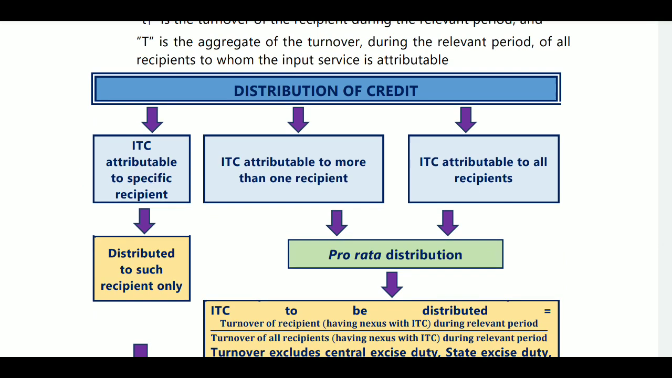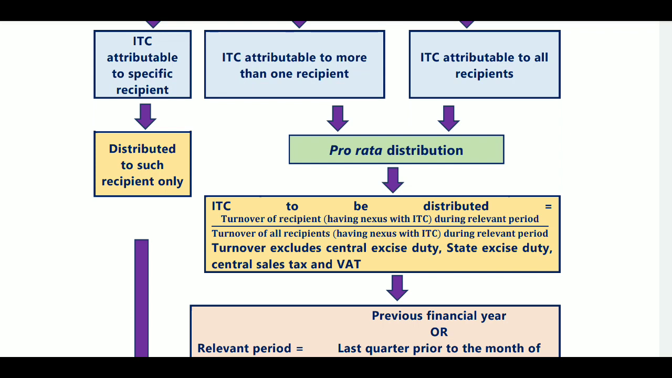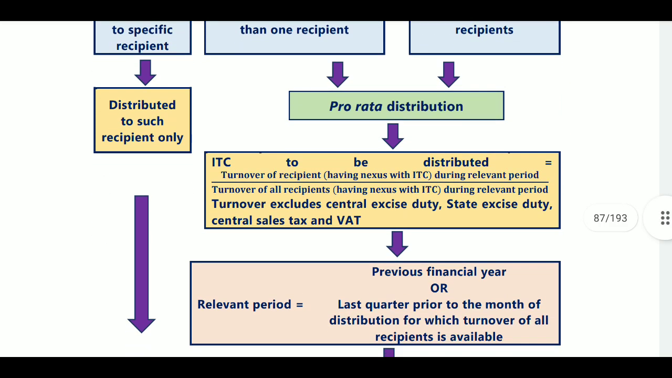That is, distribution of credit is for ITC attributable to a specific recipient, or ITC attributable to more than one recipient, or ITC attributable to all recipients. For distribution of credit, first we see whether it is related to a specific recipient, only one person, or is it related to all recipients? If it is only one person, then distribute to such a recipient only. If it is for all persons or more than one person, then we will use the pro rata basis.